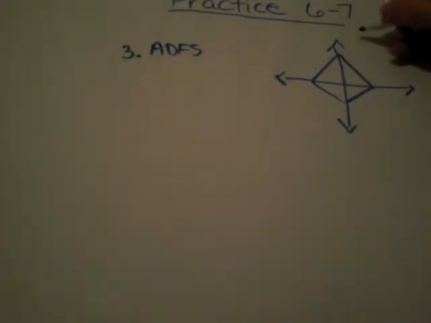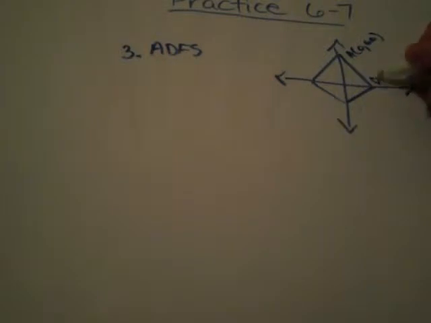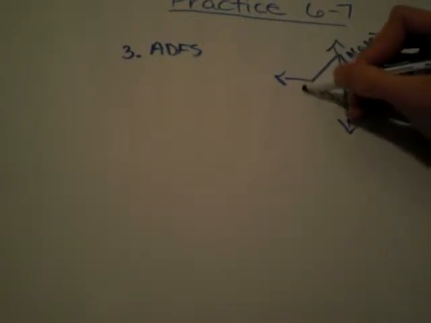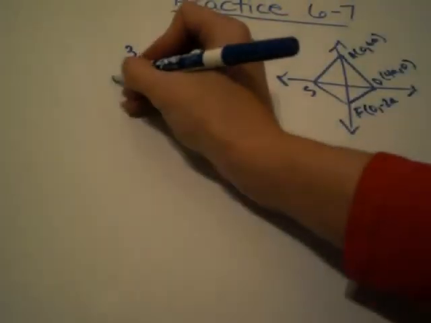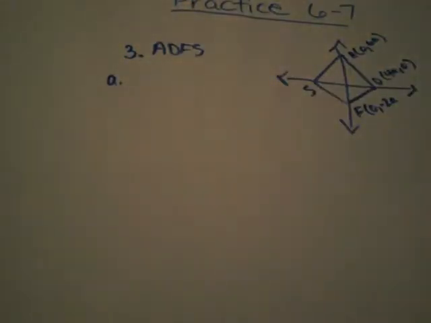And A is at the top, labeled 0, 6a. D is 4a, 0. F is 0, -2a. And S is the one that we do not know. So the first thing we want to do for letter A is to find the coordinates of S.